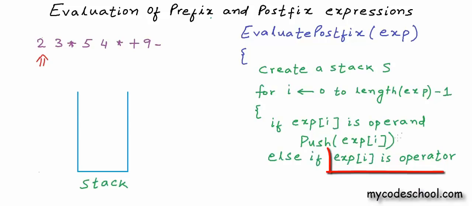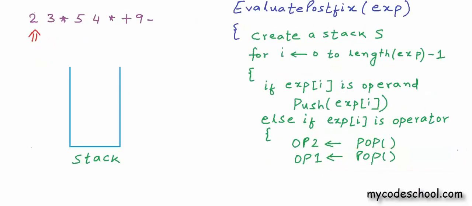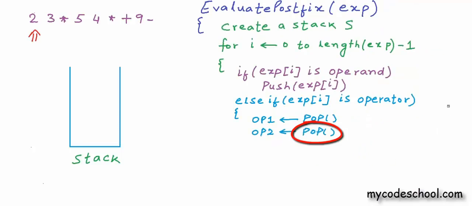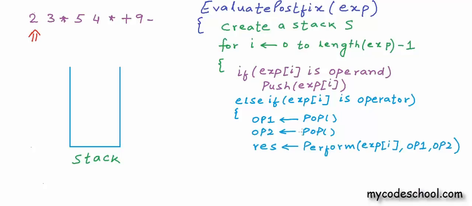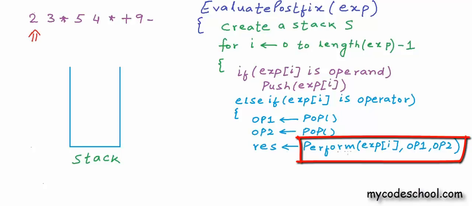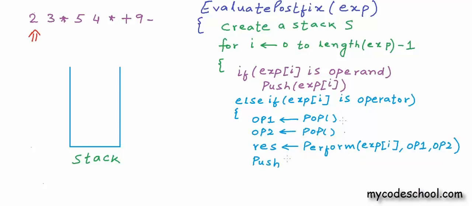Else, if expression[i] is an operator, we should do 2 pop operations on the stack and store the values of the operands in some variables. I'm using variables named op1 and op2. Let's say this pop function will remove an element from the top of stack S and also return this element. Once we have the 2 operands, we can perform the operation. I'm using this variable to store the output. Let's say this function will perform the operation. Now the result should be pushed back onto the stack.